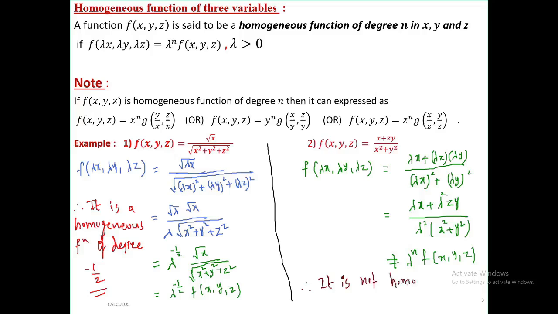So this is about homogeneous functions. Based on this result, one famous theorem, Euler's theorem, is what we are going to discuss. Once you know the homogeneous function, then you will understand the theorem. Now look at theorem number 2, Euler's theorem.